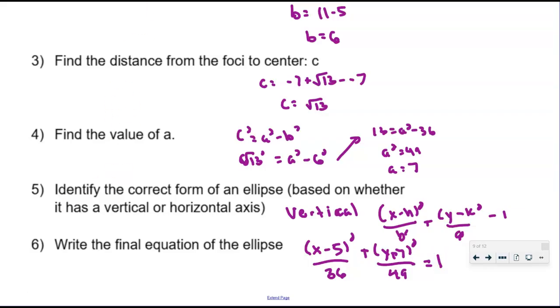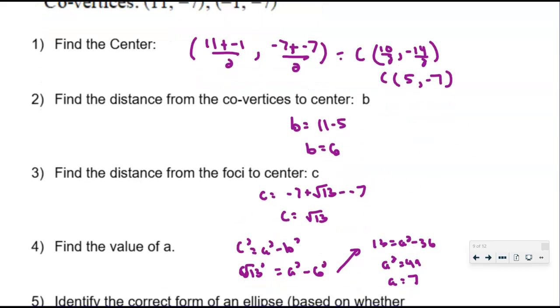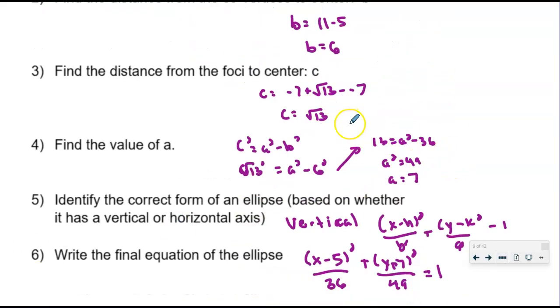Okay? So just in this case, guys, similar to what we've been doing, we find the center first. We find, in this case, how far away the co-vertices are from the center. We found B to be 6. And then we find out what C is. We got C to be the square root of 13. You use B and C to help find out what A is. So that's A squared equals 49, or A is 7. And then we just plug it into the correct equation.